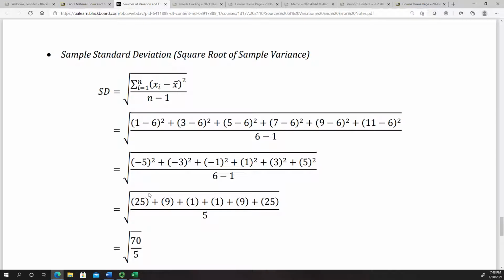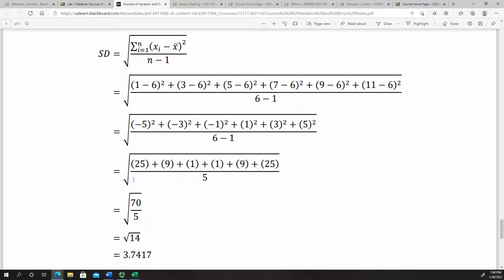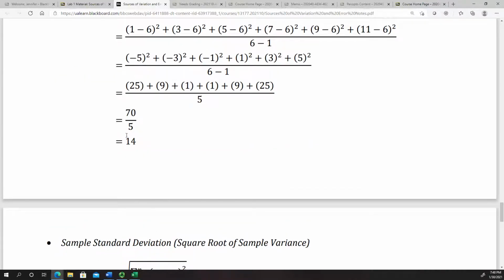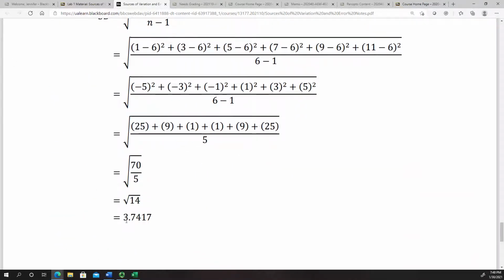After we have our variance, we can do our standard deviation. Essentially, our standard deviation is just the square root of our sample variance. In this case, I went ahead and worked out the entire version as if we didn't know the sample variance already. But considering we already do know the sample variance, which is 14, you could just take the square root of that value, which would give you a sample standard deviation of about 3.7. I had a couple extra decimal places so you would see the continuation of that value, but essentially our sample standard deviation is approximately 3.7.